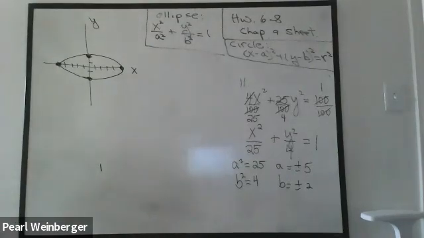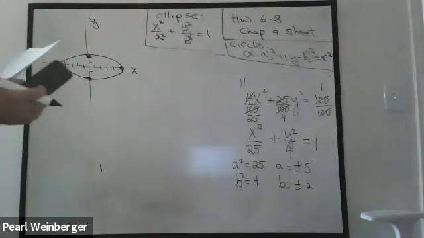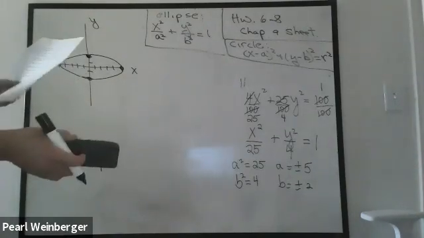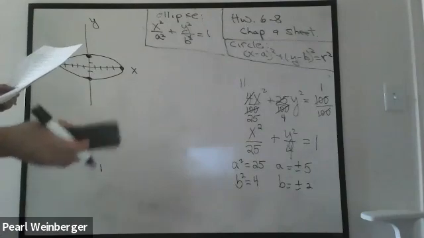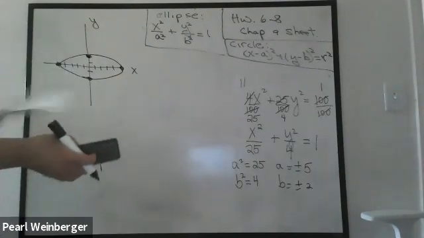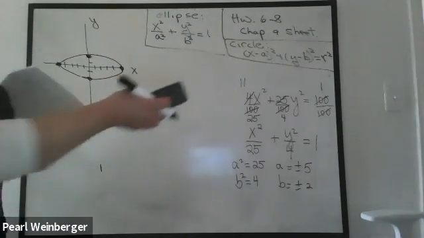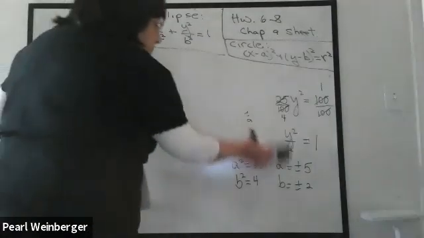There is another question. 12 is very similar to this. You do the same thing. You divide everything by 32 and you put it in standard format. But 13 is a little bit different. So let's look at example number 13.